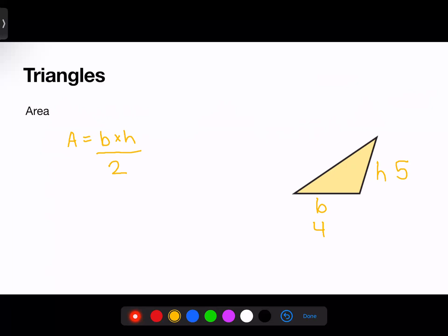We can simply plug these numbers into the formula. Area equals 4 times 5 divided by 2. 4 times 5 is 20. 20 divided by 2 is 10. So the area of this triangle is 10 units squared.